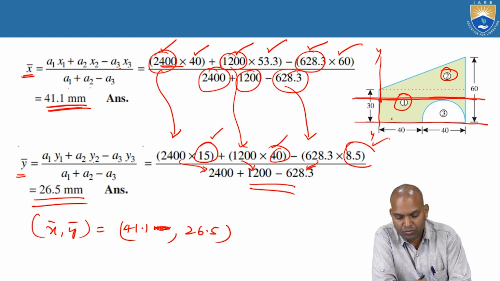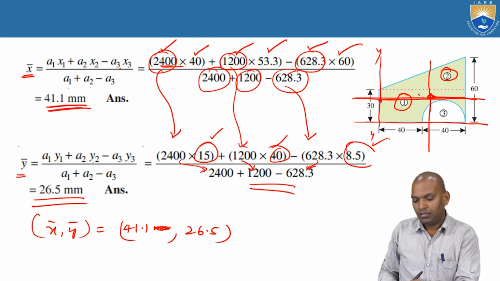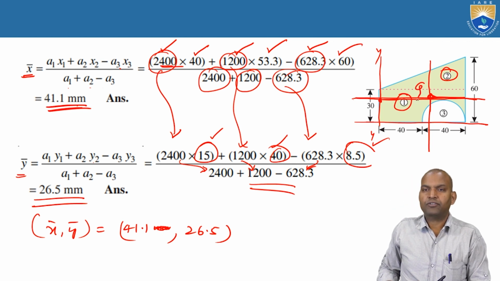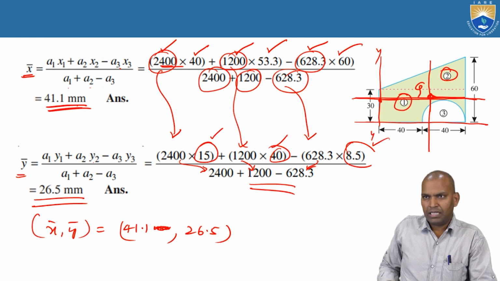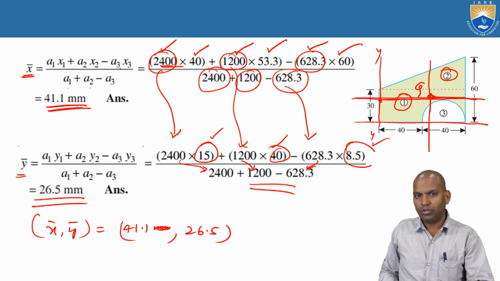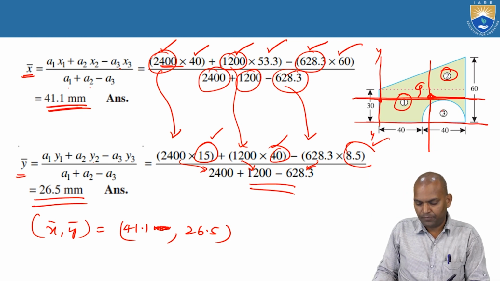And bar x is 41.1, approximately coming to this point. This is the point Z, that is the centroid of this particular object. Alright. So here the centroid is on the solid, hatched geometry. It is not on the hollow section.